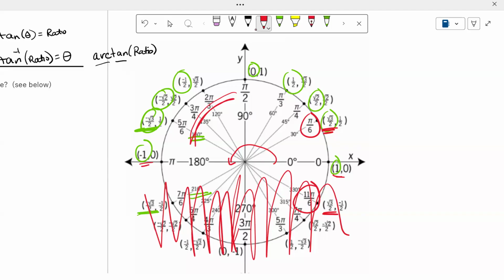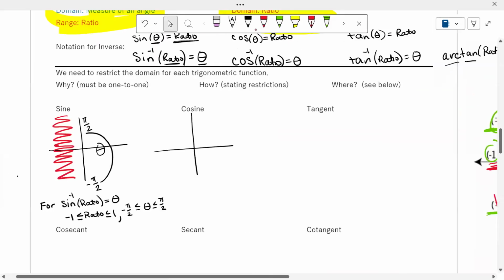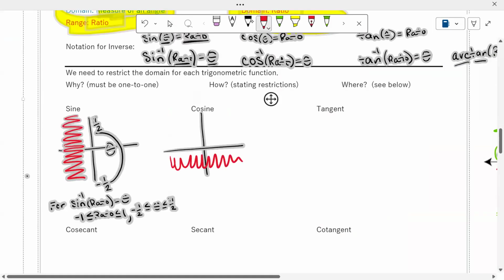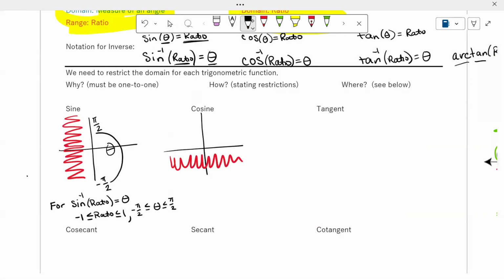Okay. So in order to do an inverse, the ratios are from -1 to 1. The angles are from 0 to pi. So for cosine, these are gone. For cosine, if you have a positive ratio, it'll return an angle in quadrant 1. If you have a negative ratio, it'll return an angle in quadrant 2. So you get to go from 0 to 180 degrees, or pi. Okay? All right.